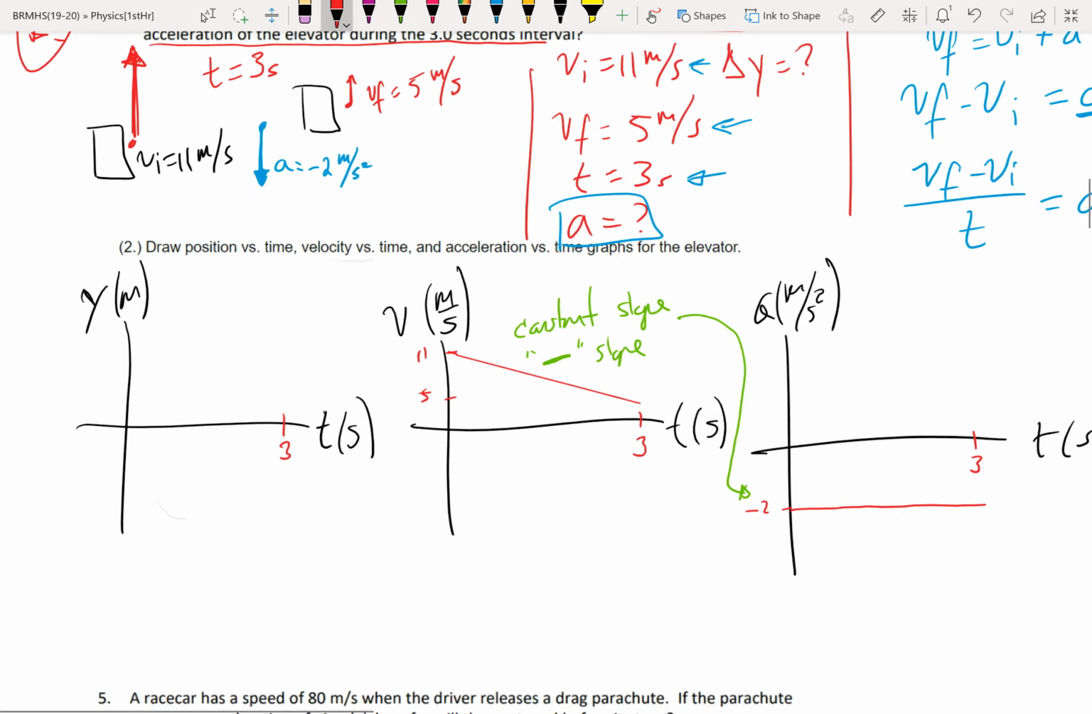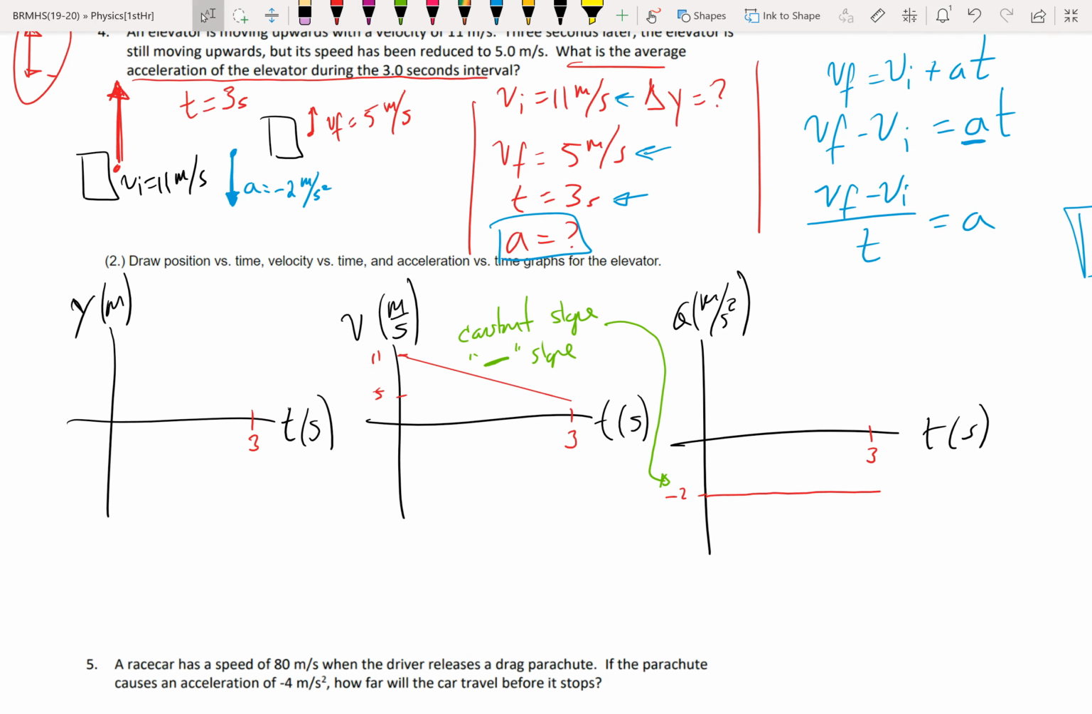Position, we're traveling in the positive direction the whole time, right? Because our velocity is positive the whole time. But we're slowing down. So since the slope on our position time, my y versus t graph, since the slope of that graph is the velocity, I need to start off with the slope of 11, so some relatively steep slope. And then it needs to indicate slowing down so it gets less steep or approaches 0, but it doesn't get to 0. It only gets to 5 meters per second.